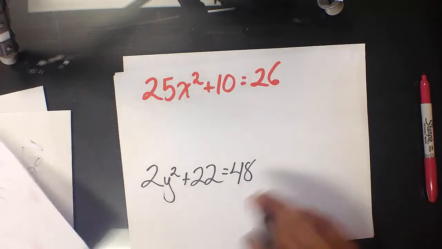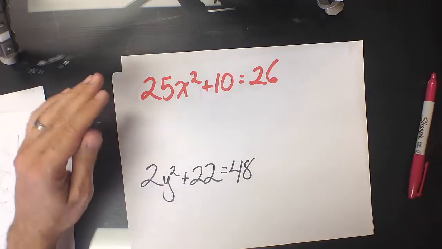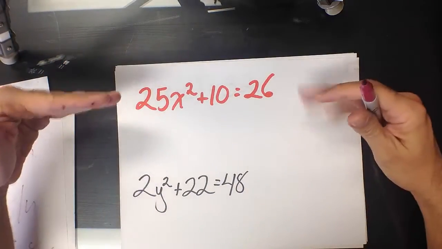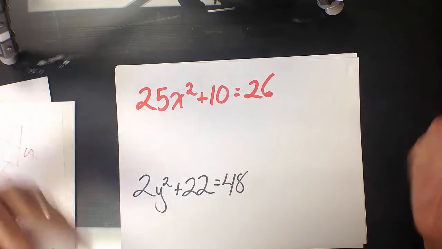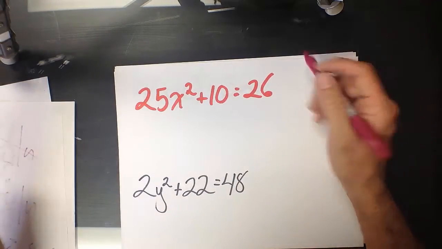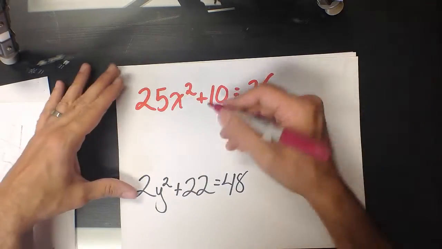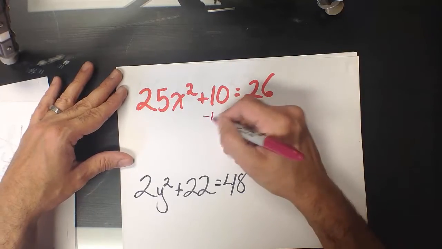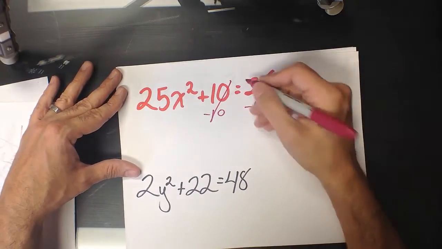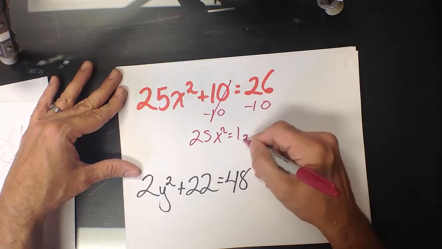All right, so now we have multiple things going on here. The way that we solve something like this is that we go backwards through PEMDAS. We want to do inverse operations to isolate x. Going backwards through PEMDAS, we see if there's any addition or subtraction we can take care of. There is in this case. So I can subtract 10 from both sides to isolate x. These two cancel out, and I'm now left with 25 x squared is equal to 16.